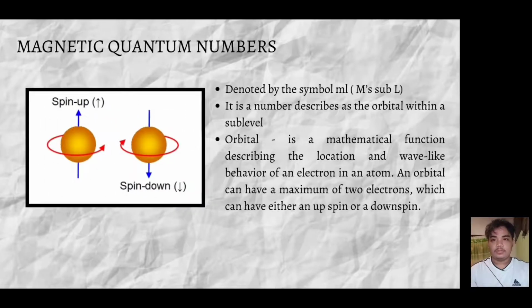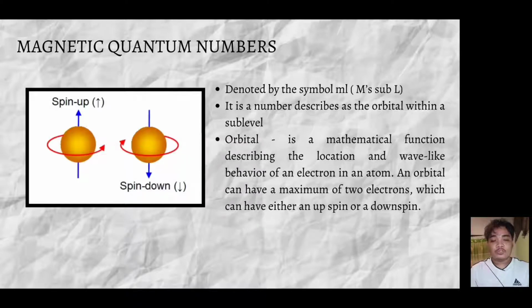Magnetic quantum number. Magnetic quantum number is denoted by the symbol m sub l. It is a number described as the orbital within a sublevel. An orbital is a mathematical function describing the location and wave-like behavior of an electron in an atom. An orbital can have a maximum of 2 electrons, which can have either an upspin or a downspin.